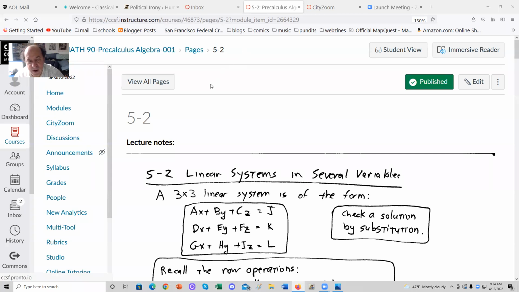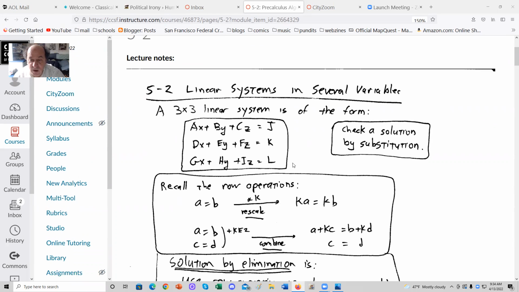All right. Now we're going to do linear systems in more than two variables, excuse me. Here is a 3x3 linear system. It has three equations and three unknowns, therefore 3x3. You can check a solution by substituting x.